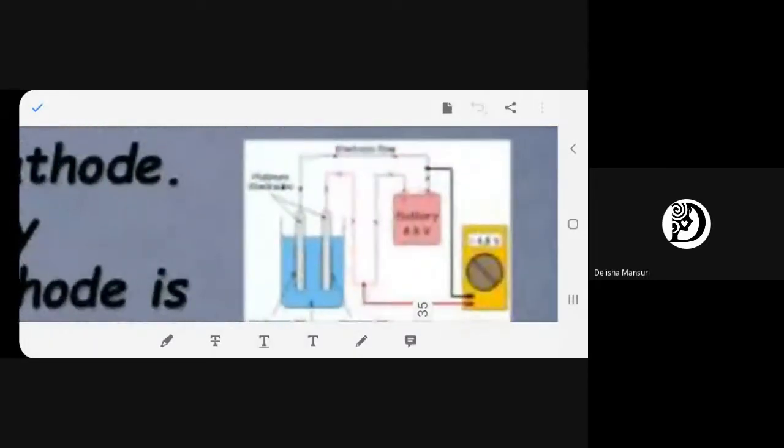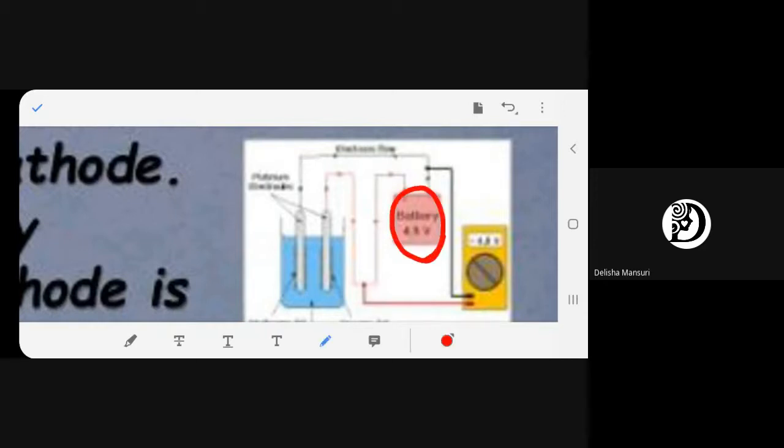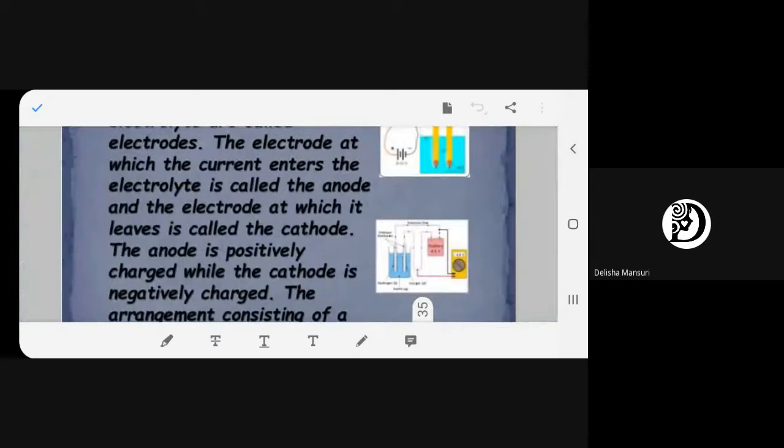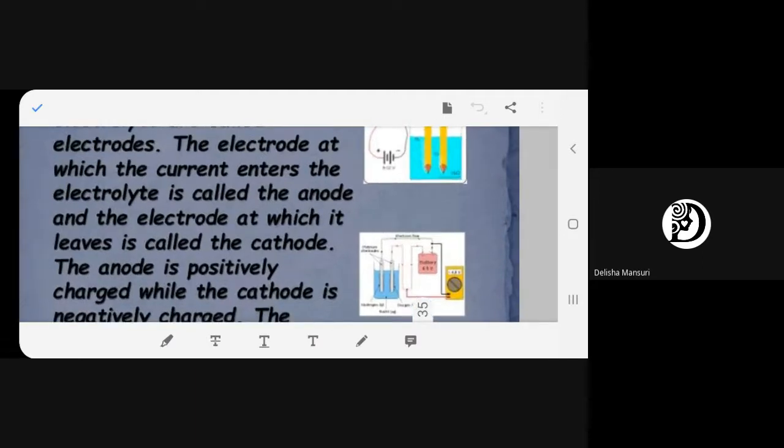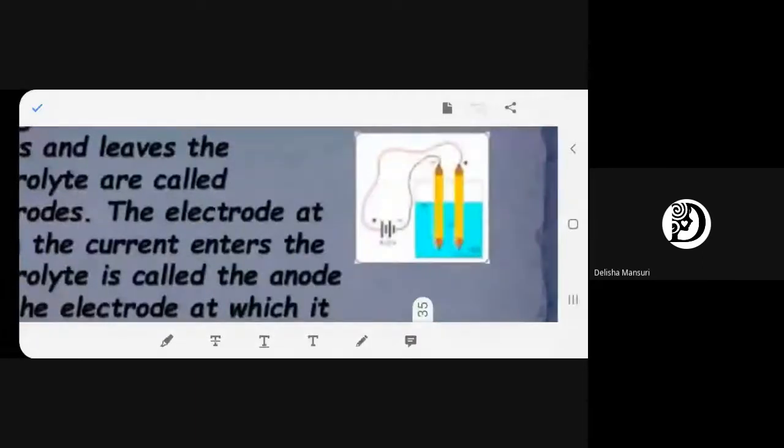Can you see this over here? Yes, the source of electricity is a battery. So what you should know is how the current enters. Current enters at the anode. Which is the anode, beta?